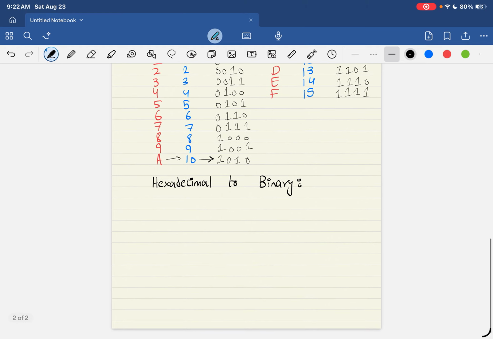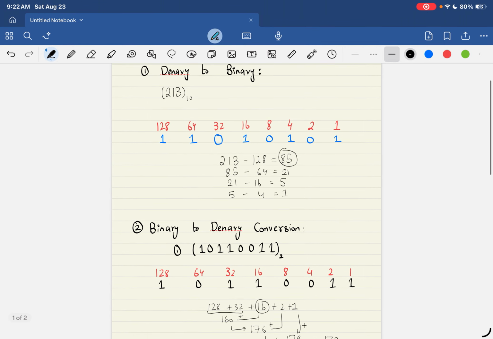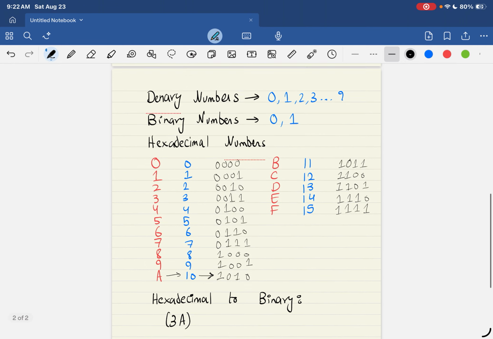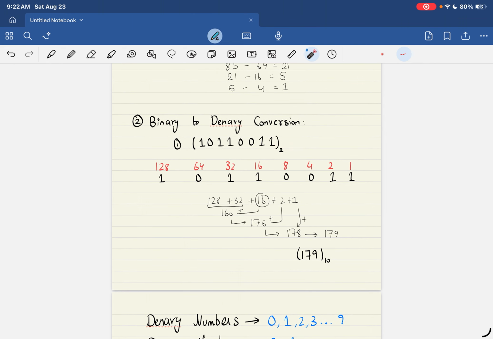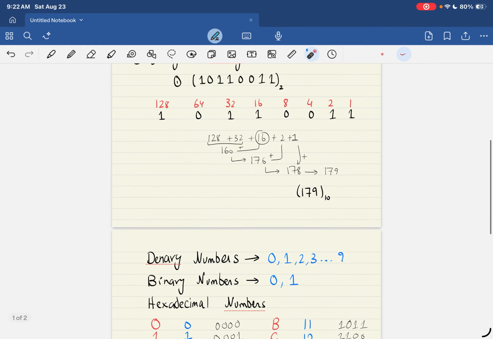Let's say a hexadecimal number would be, let's say, 3a. Okay, and then again, just as we did in the last few examples of our binary to denary and denary to binary, in those representations, when there's a binary number, you would write down this 2 in the subscript, right? When there's a denary number, you write down this 10 in the subscript. And what these 2 and 10 represent is basically the number of unique digits that you have in those respective number systems, right?